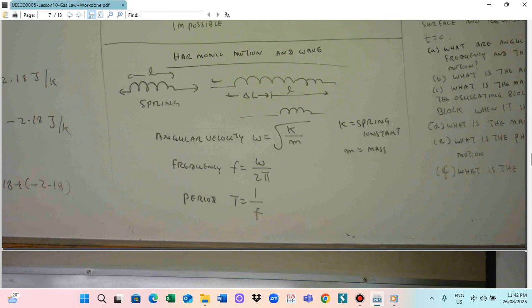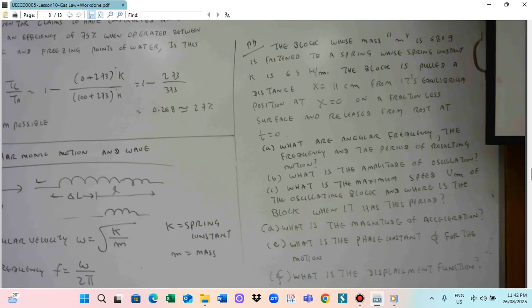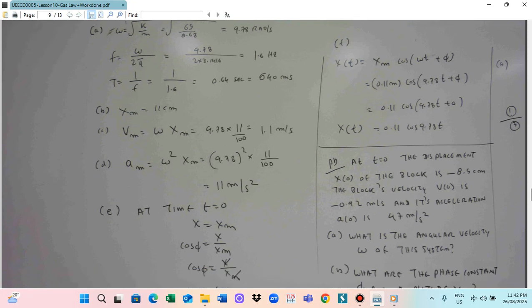This is for the block, where the mass is 380 grams, and the spring constant k is 65 newton per meter. So we have to calculate the angular velocity. Angular velocity omega is equal to the square root of k by m. So the square root of 65 divided by 0.38, and by solving this we get 9.78 radian per second.